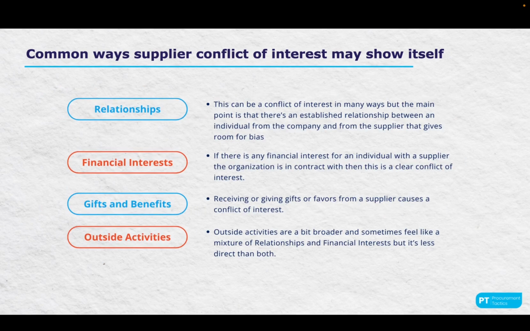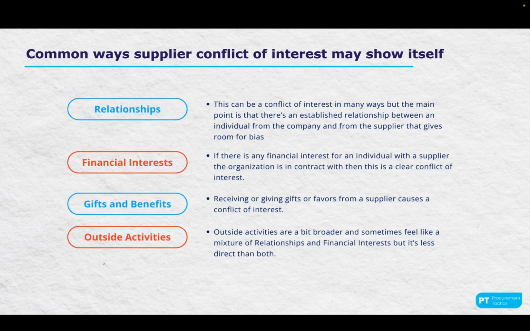First off, we have the relationships. This can be a conflict of interest in many ways, but the main point is that there is an established relationship between an individual from the company and from the supplier that gives room for bias. This can mean familial relationships or friendships, even if an individual from a company has previously worked for a supplier. Bias in the form of preferring certain suppliers over the others due to personal ties may occur.